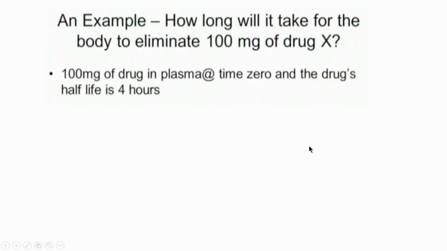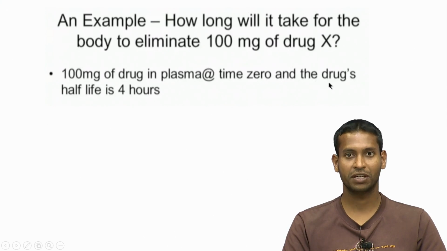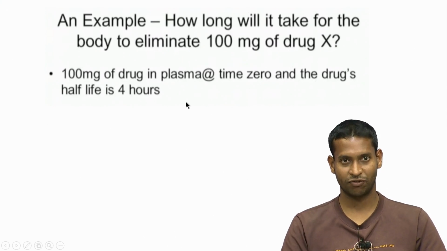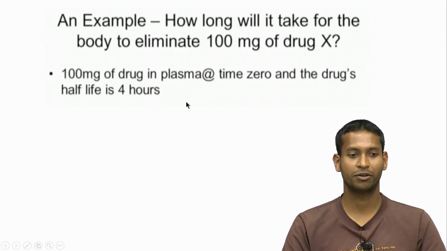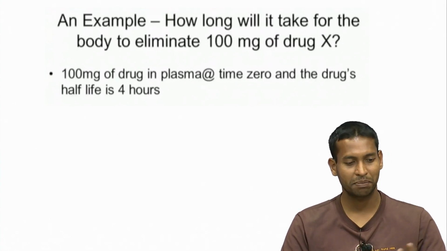Okay, so let us take another example. It is a very simple example. All we are interested in at this point is to know how long it will take for the body to eliminate 100 milligram of drug X. The assumption here is that the 100 milligram of the drug is in the plasma at time 0, and the drug half life is just 4 hours. I will give you another moment to figure this out. It is a very simple thing.